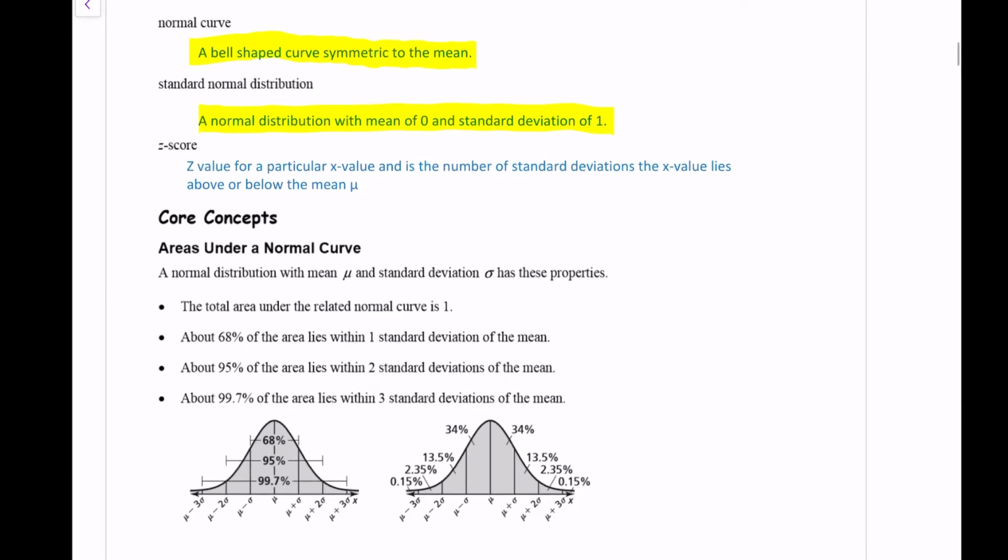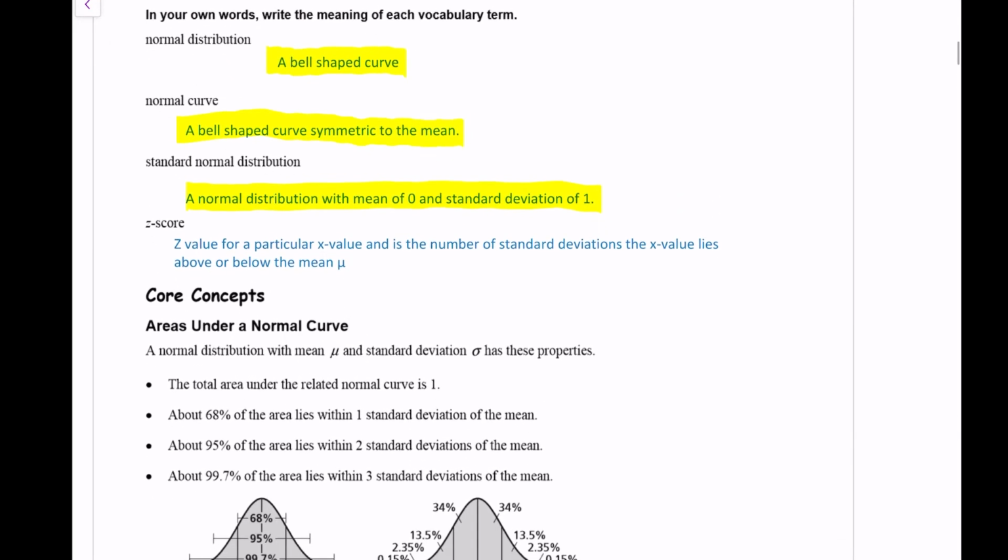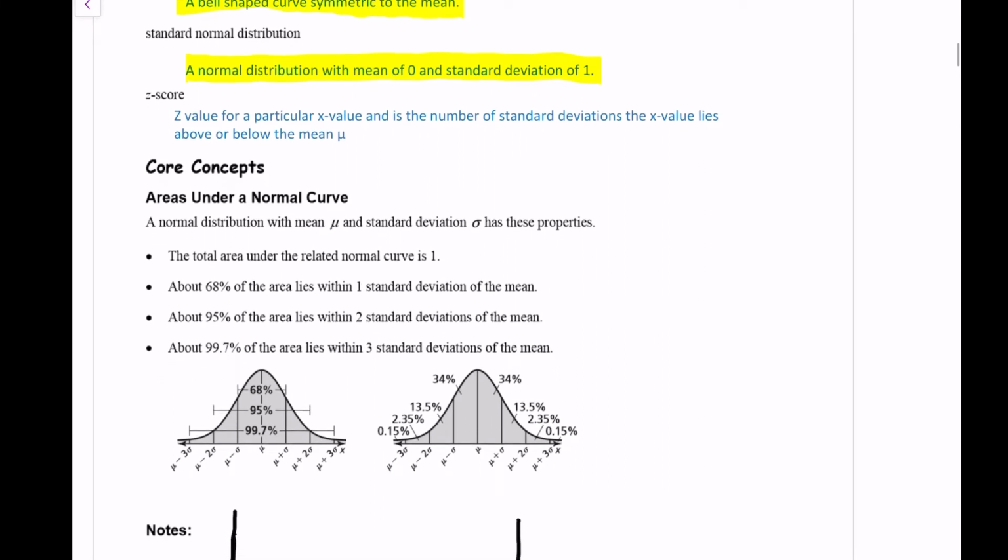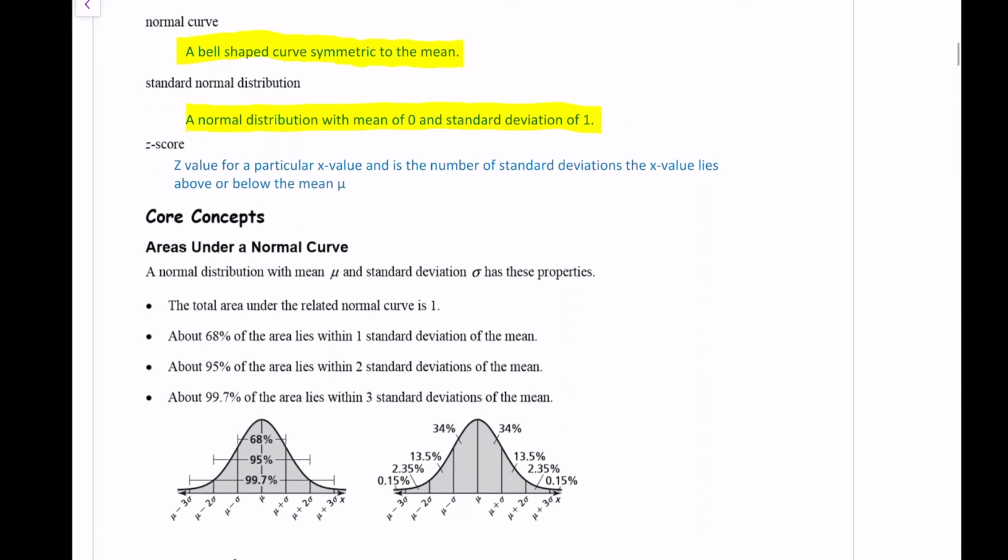The reason why we call this a bell curve, and when you take a look at normal distribution in statistics, is that we typically would like to see a bell curve, or what we call a normal curve. And down below now, you have some percentages. We've got some numbers, and that talks about the area under a normal curve. So a normal curve with the mean and standard deviation has these properties. The area under the related normal curve is 1.